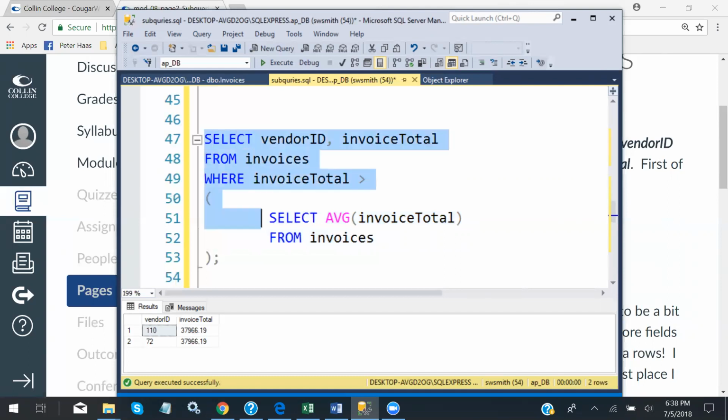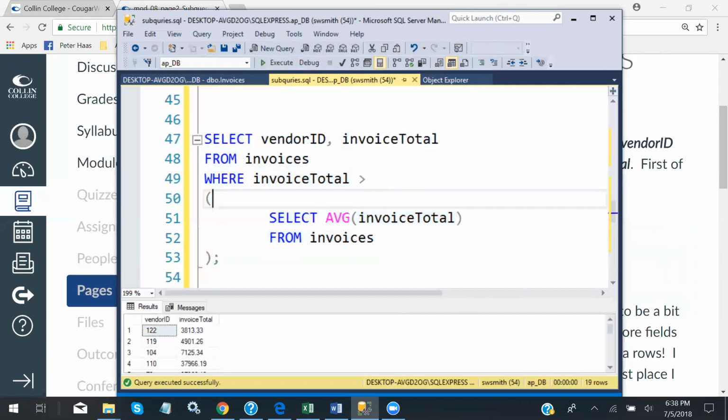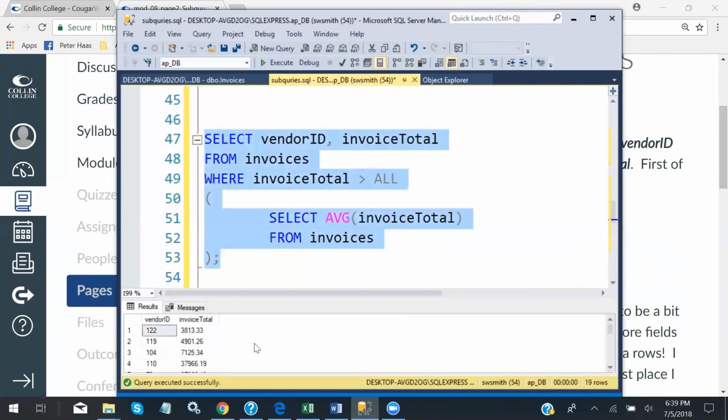Right? So this will work. This will give me the ones that are greater than average. There are 19 of them. But it is better, and the book mentions this, to not just say greater than, but greater than all, where the invoice total is greater than all that are in this set. So that means the invoice total has to be greater than everything. Well, if there's only one thing in there, greater than or greater than all means exactly the same thing. And again, I got the same 19 rows.